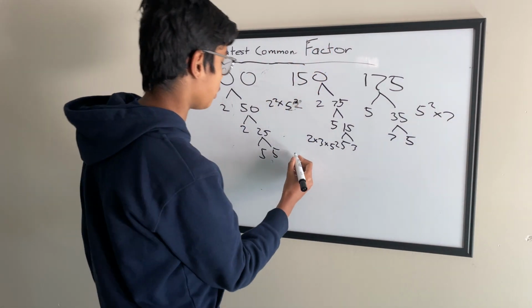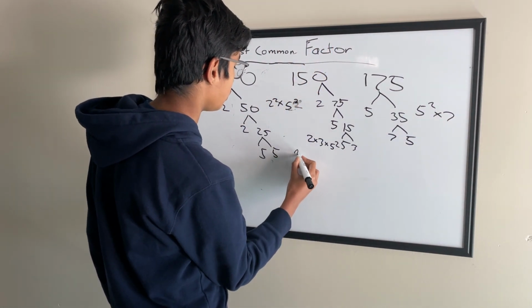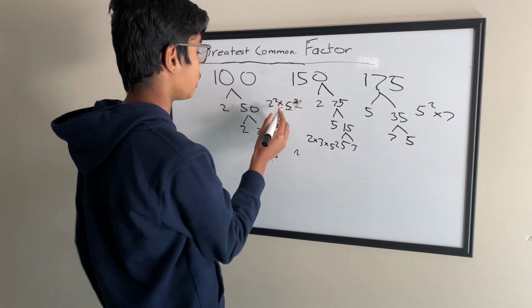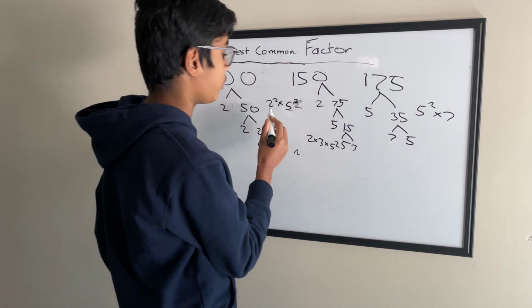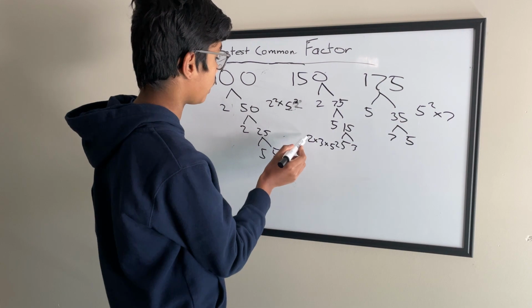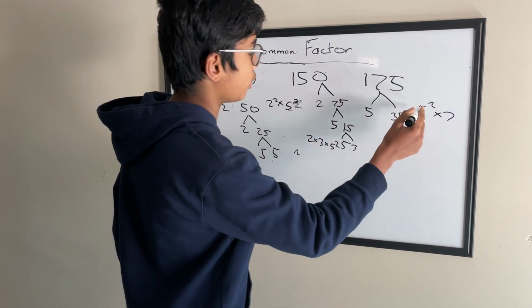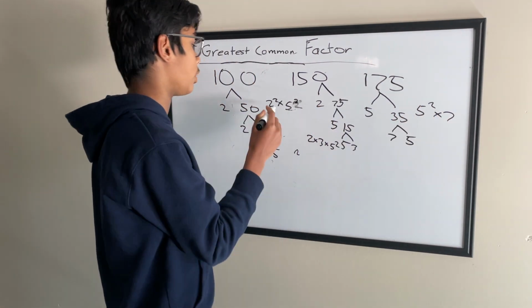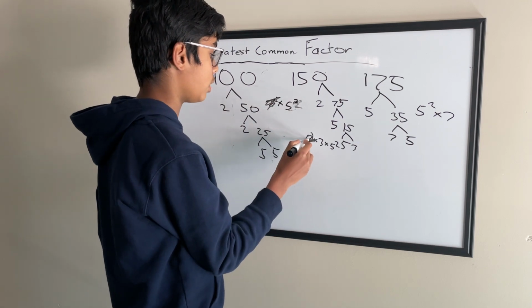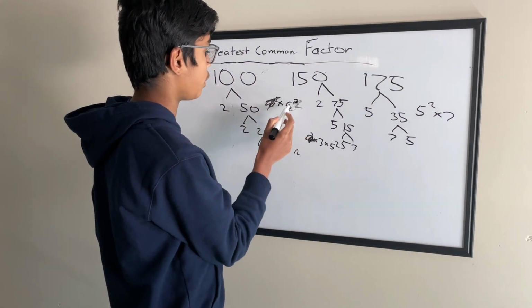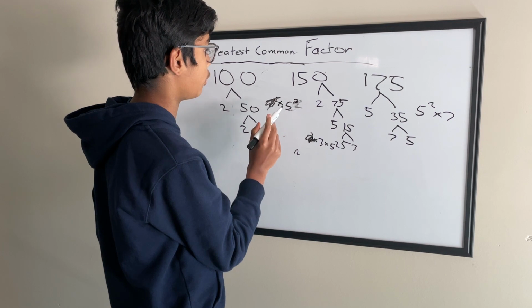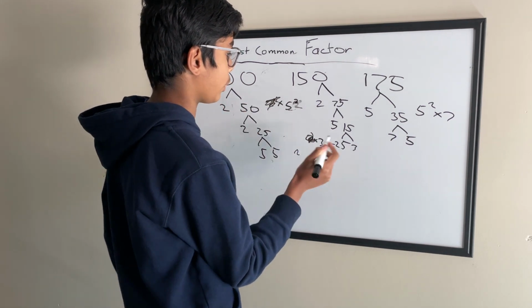So let's put them all together. 2 squared times 5 squared. So is there 2 squared? So they have 2 and 2. Those are common, but there's no 2 here. So we can't. So this doesn't work. We're at 3. There is no 3 in 150. There is no 3 in 100. So we can't use that either.